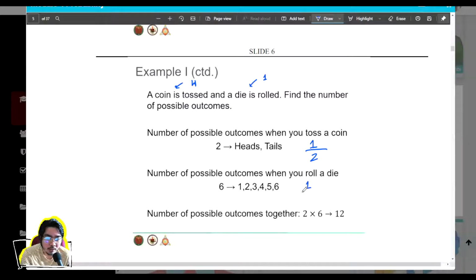So that's 1. And the 6 possible outcomes is our denominator, because that's the total number of outcomes. So that's 1/2 and 1/6. So if you want to get the probability that we get a head and a 1, we just do, again, the multiplication rule. 1 over 2 times 1 over 6, which gives us 1 over 12. So that's our probability.